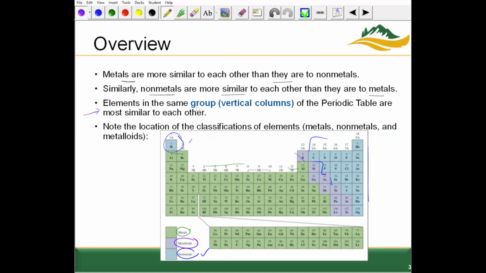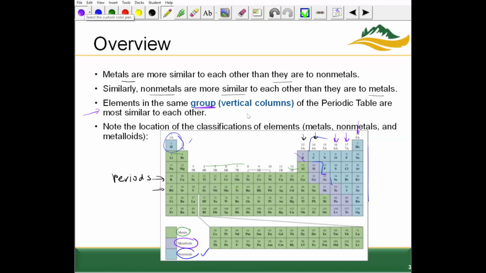Elements in the same group, remember how we distinguish group and what that means? The different groups are the vertical columns in the periodic table. Okay, so importantly, we call the groups these columns, whereas the rows, for some terminology to also be aware of, these are called periods. Okay, so we have groups and we have periods.